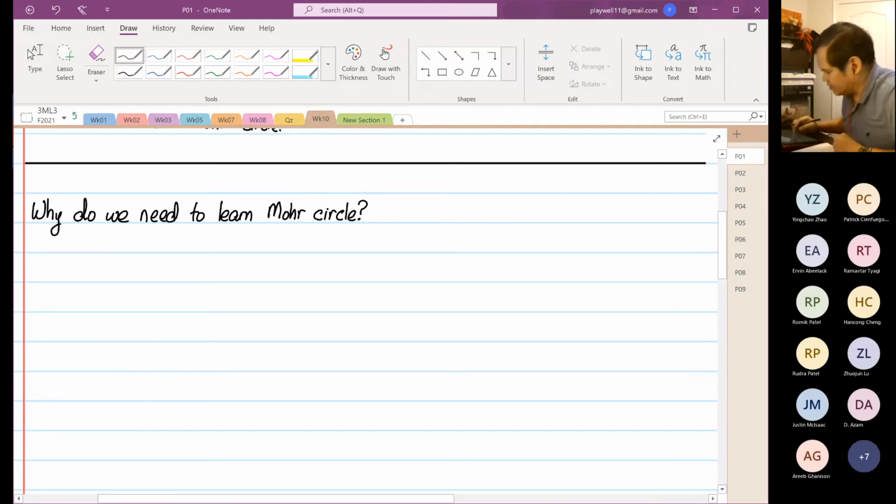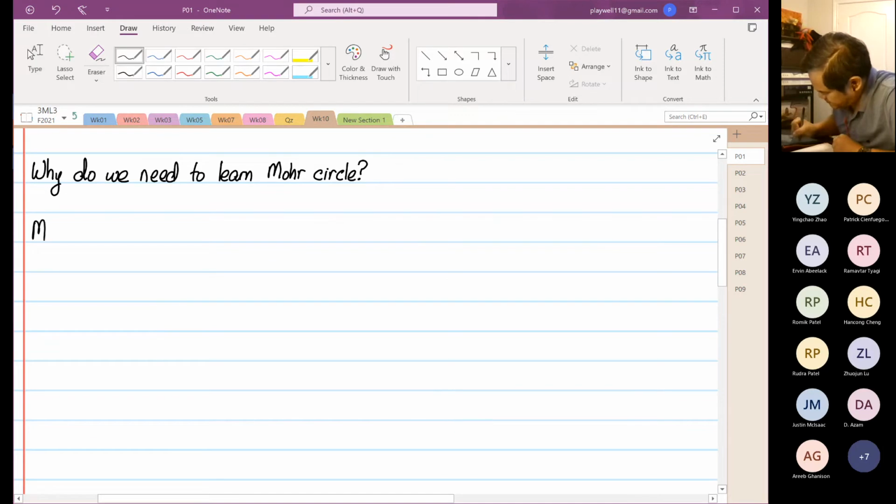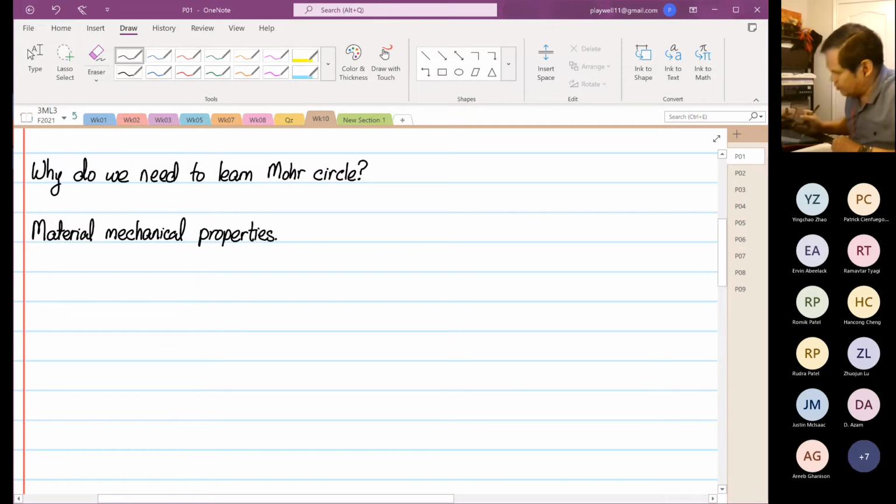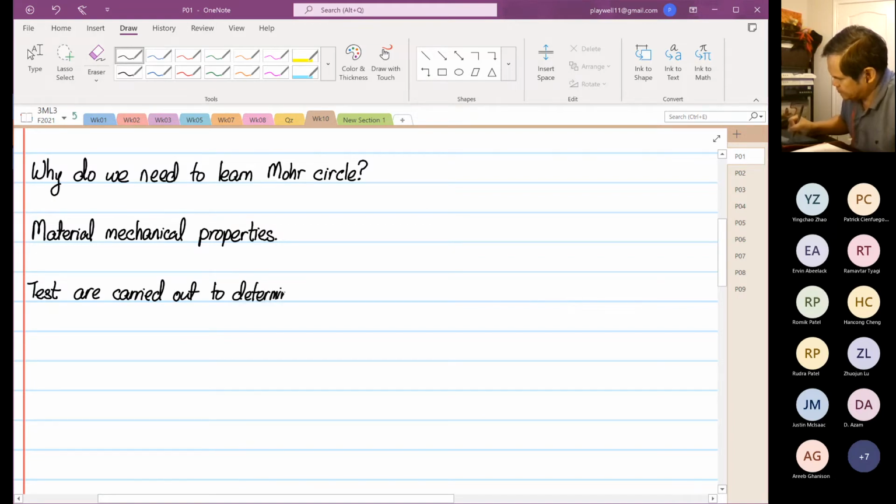Okay, so let's look at material testing, material mechanical properties. So tests are carried out to determine mechanical properties, right? We know that.